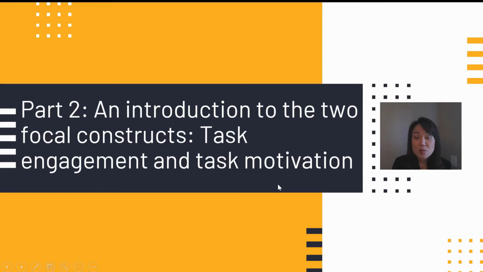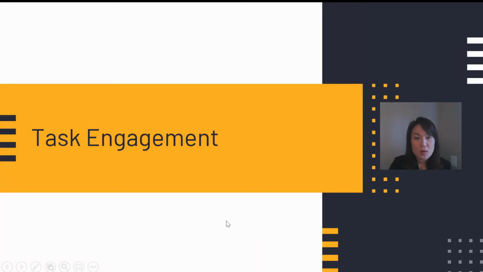So let's move to part 2, an introduction to the two focal constructs, task engagement and task motivation. I'm going to spend the majority of my time speaking about task engagement and end with brief notes about how task motivation and task engagement are closely related. So let's start with task engagement.